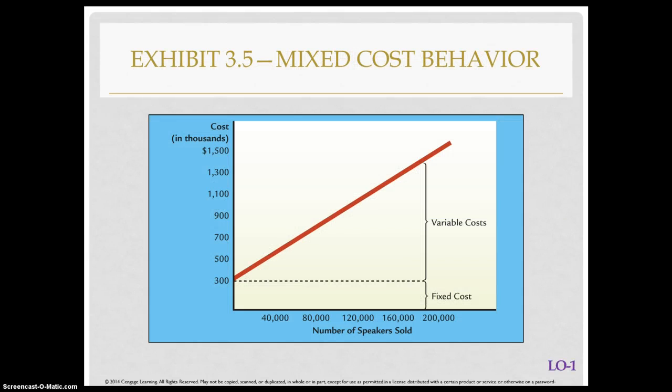So we can see that represented here, where the 300,000, that's where our line starts, on the y-axis at 300,000. So even if we sell no units, we might need to fire these people at the end of the year, but we had $300,000 worth of salaries to start with.